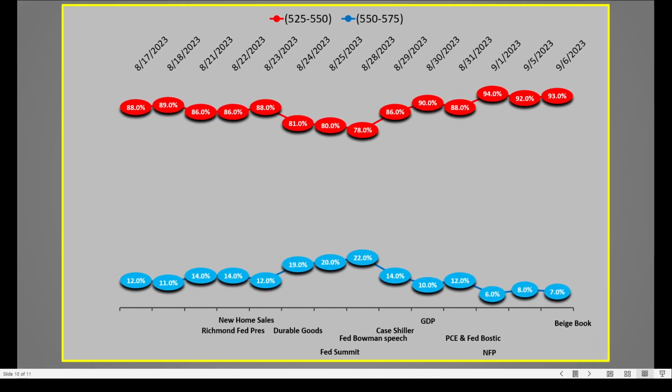Well, the red circles over here represent the chances that the Federal Reserve will keep rates unchanged at the 525 to 550 range. That's at 93%. The meeting's coming up this month, September. 7% chance the Federal Reserve raises interest rates to 550 to 575. We could see, again, it's interesting, the real turning point. We did have at one point only a 78% chance the Fed was going to keep rates unchanged, a 22% chance they were actually going to raise rates. But all that changed after the Federal Reserve Summit. This is Jackson Hole, Wyoming, and then a lot of other Fed speakers as well.